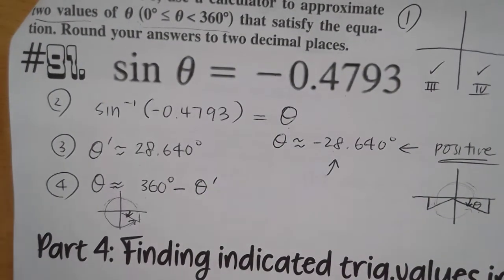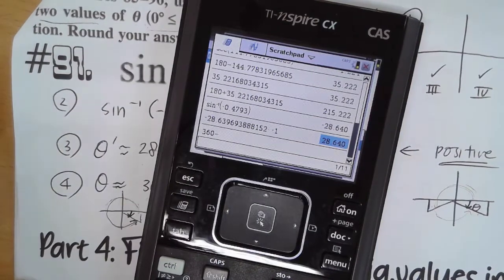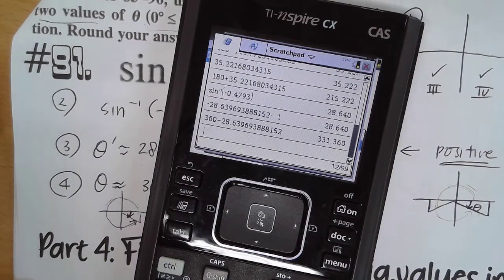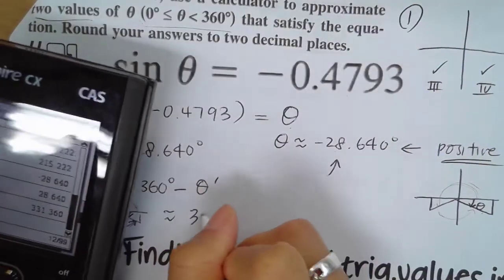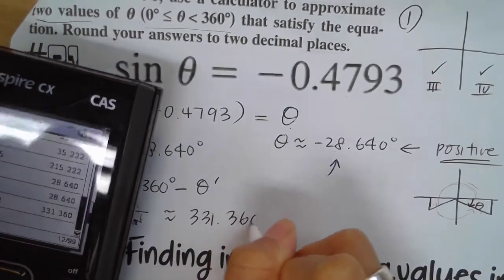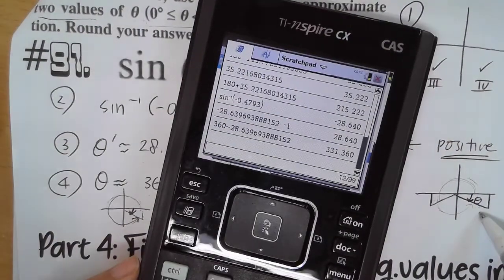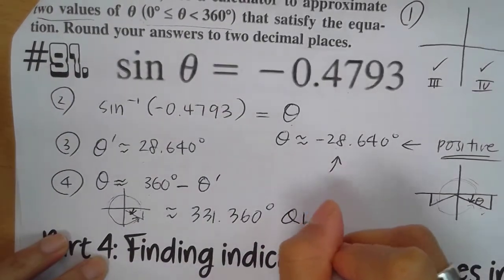Okay? So let's do that on our calculator. Let's see what we get. So I go 360, minus, but again, I'm going to scroll back to my original reference angle. I never type in the approximated value, and I say enter, and I get this beautiful value, and it's 331.352 degrees. Does that make sense, being in the fourth quadrant? It sure does. So that's one angle. Yay! We found the one in quadrant 4.